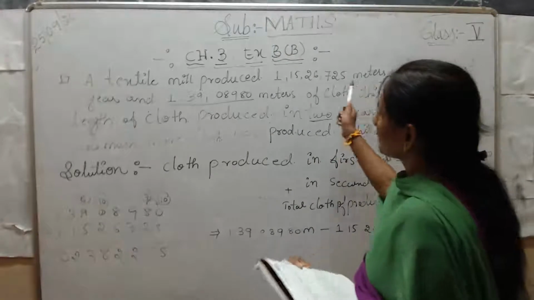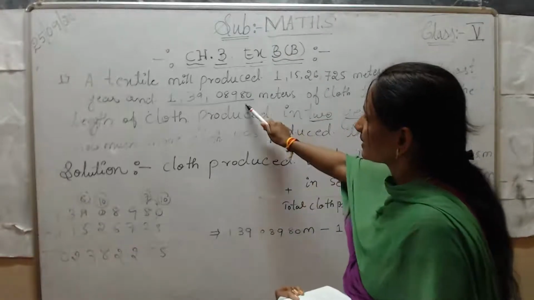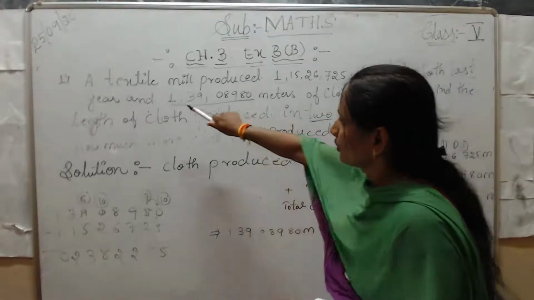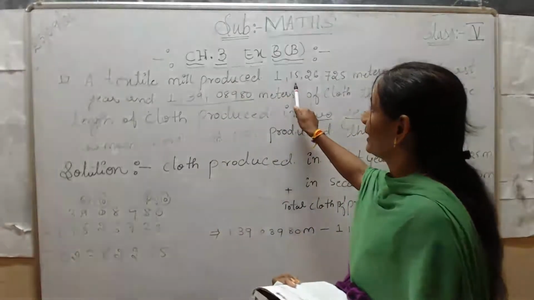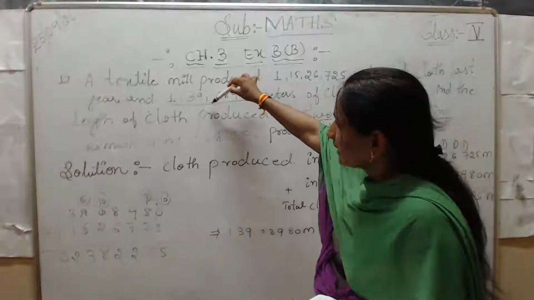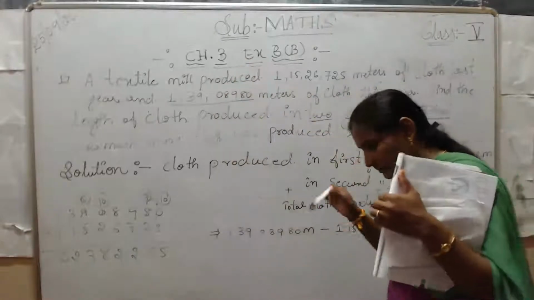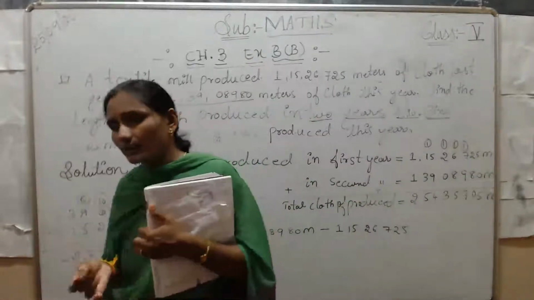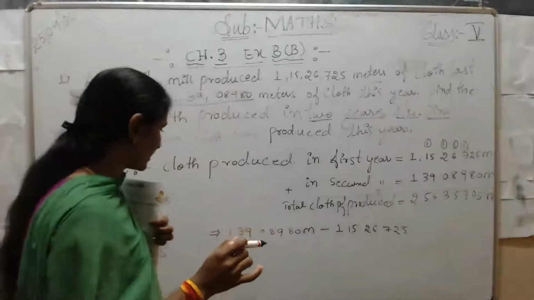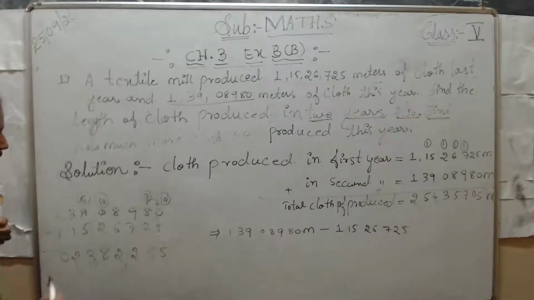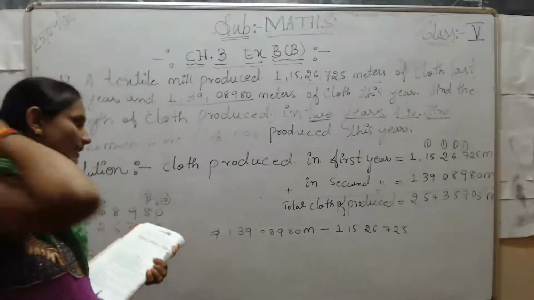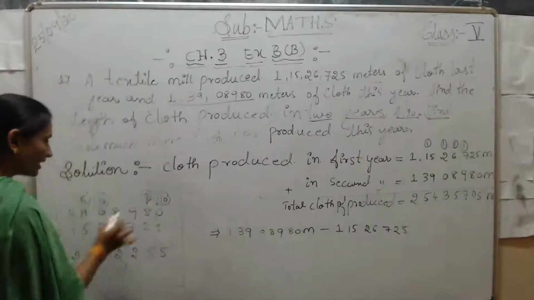So you compare the last year and the present year. The present year is more, because 1 crore 39 lakh is more than 1 crore 15 lakh. So in the present year more cloth is produced. How much more? That is 23 lakh 82,255 more cloth is produced.